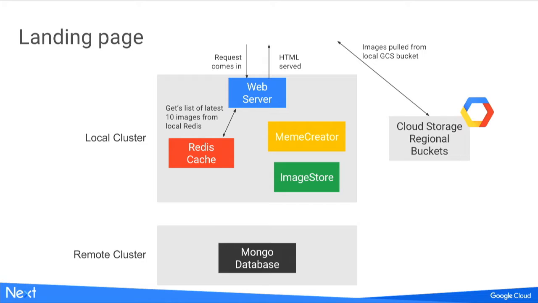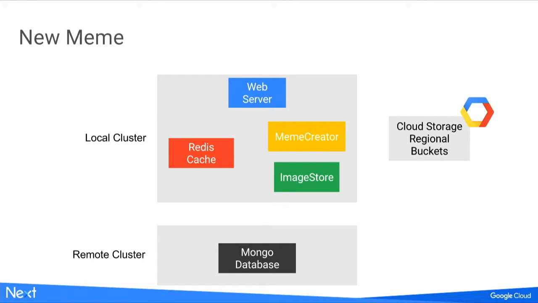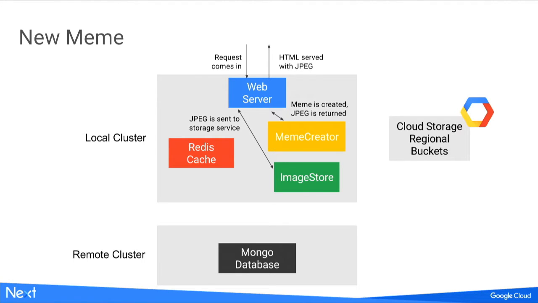Right? Makes perfect sense. When you want to make a new meme, it gets a little bit more complicated. Again, the request comes into our web server, and now it talks to the meme creator microservice. And all this does is generate a JPEG and stream it back to the web server. Now, at this point, it's just going to stream that JPEG straight back to the user, right? Very, very fast. We're not waiting for it to be stored anywhere. We're not waiting for replication, nothing.